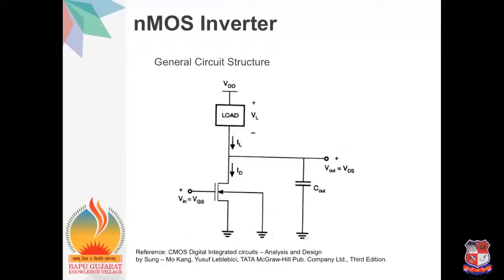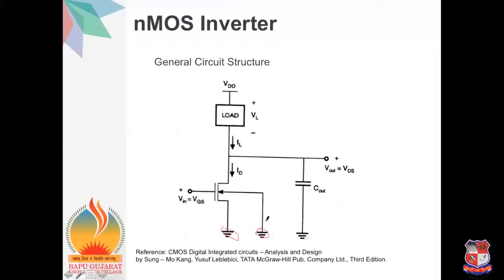The source and the substrate terminals of the nMOS transistor, which is also called the driver transistor, are connected to the ground potential. Here you can see the source and the substrate are connected to the ground, so that the substrate to source voltage VSB is equal to 0.